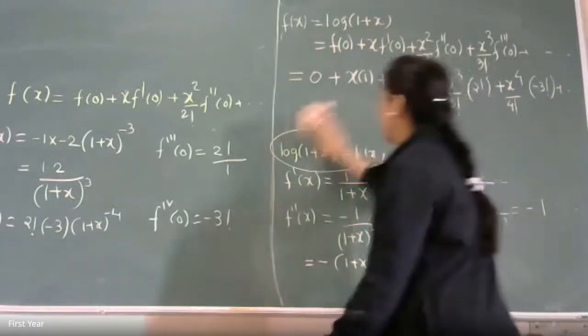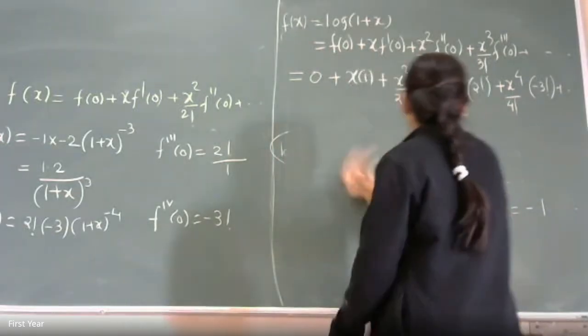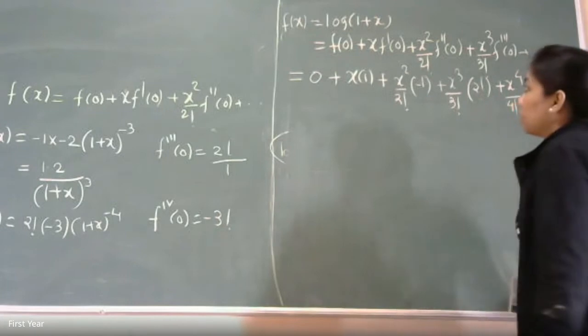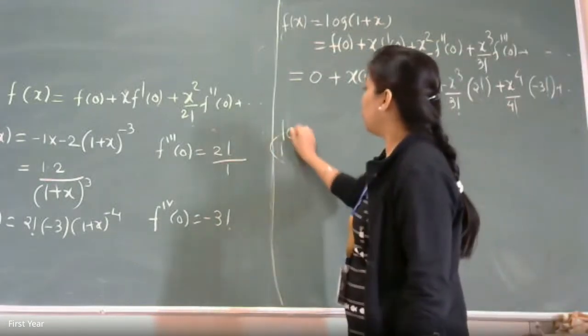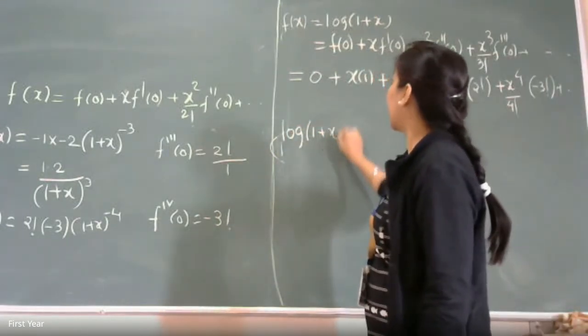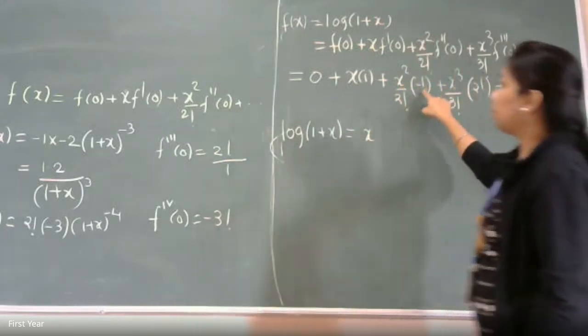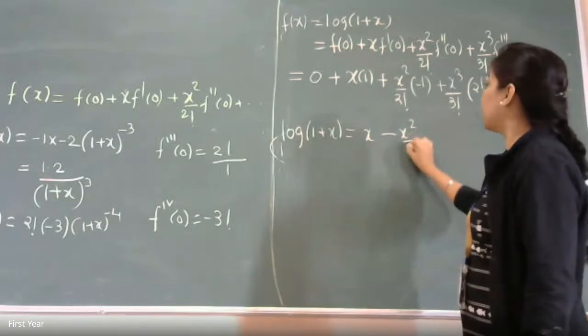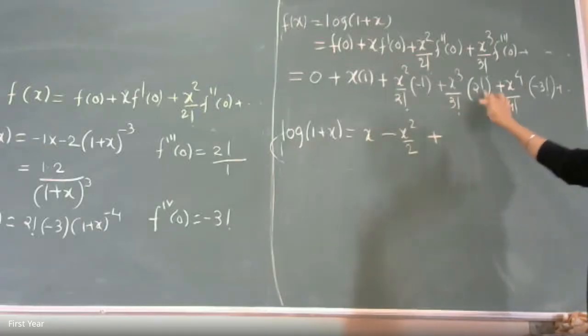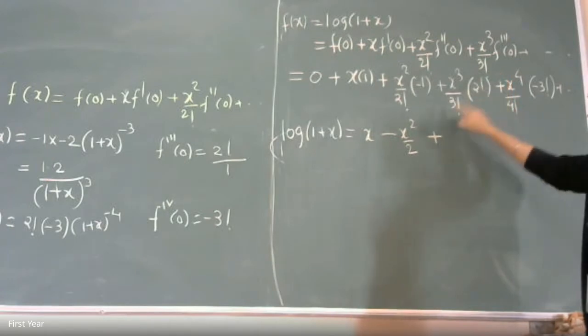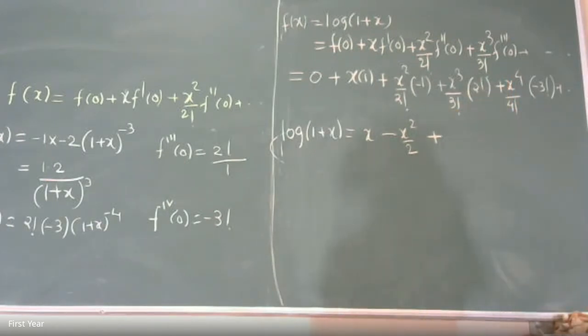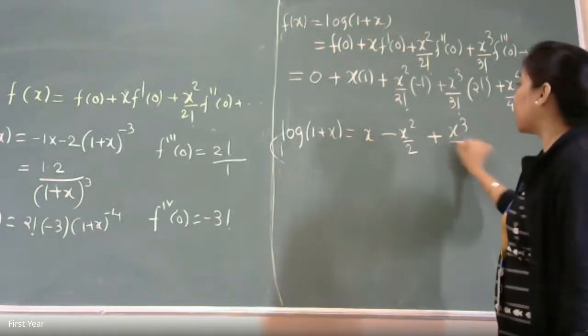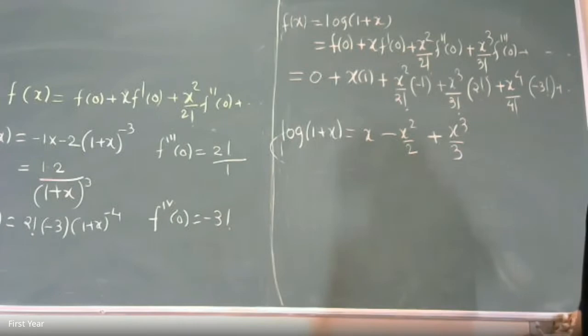Okay. Therefore, your expansion of log of 1 plus x will become x. 2 factorial is 2 minus x square by 2 plus 3 factorial 2 factorial. What's the relation? 3 factorial is 3 into 2 factorial. So 2 factorial will get cancelled. X cube by 3. Is this okay?